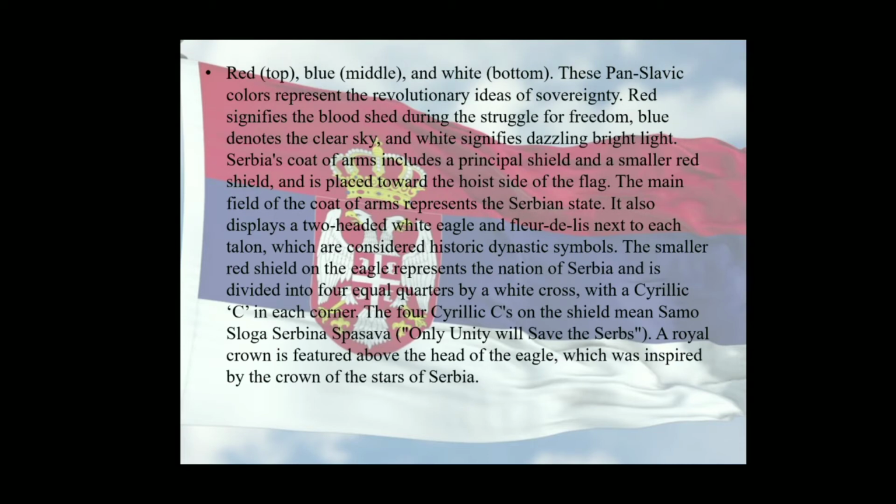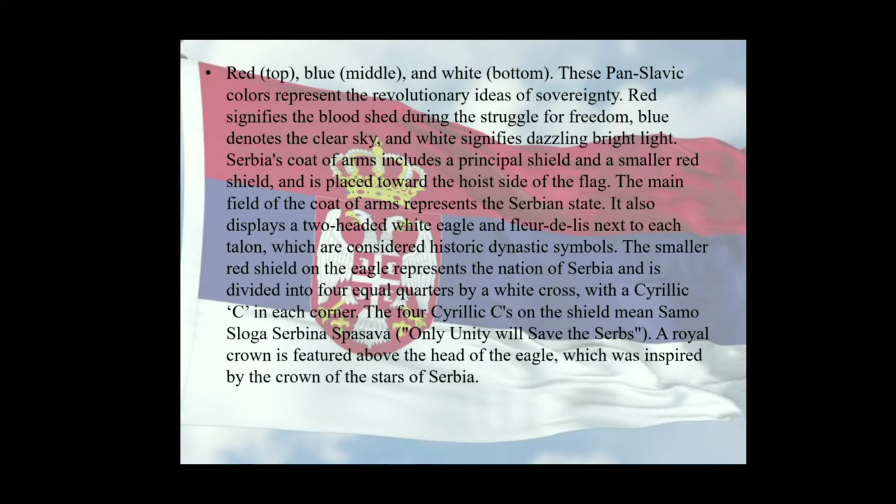The Ottoman Sultan recognized the Serbian flag officially in 1835. After gaining independence in 1878, the country established a state flag consisting of the red, blue, white tricolor with the Serbian coat of arms. Red on the top, blue in the middle, and white on the bottom.